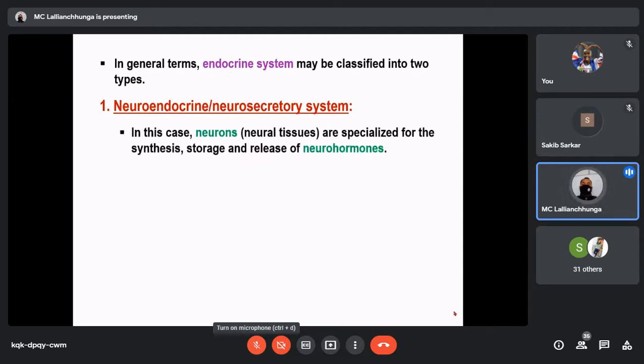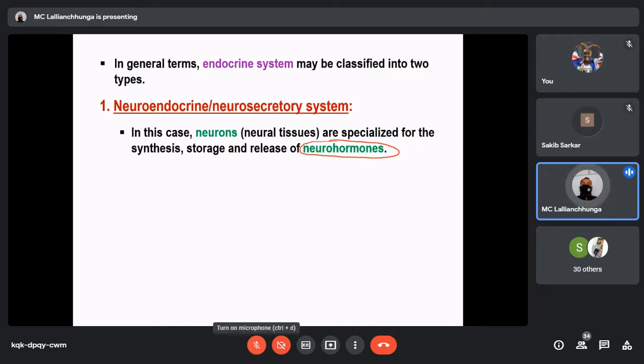As I told you, in this type of system, instead of endocrine cells, neurons, or we can say neural tissues, synthesize the hormones. After synthesis, they are stored in the neuron and released by the neurons. You already know these are known as neurohormones. In the last class I also told you about this. Neurohormones are the hormones produced by the neurons or the nervous system, not by the classical endocrine system.